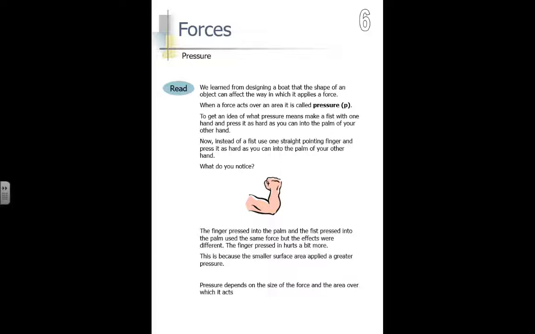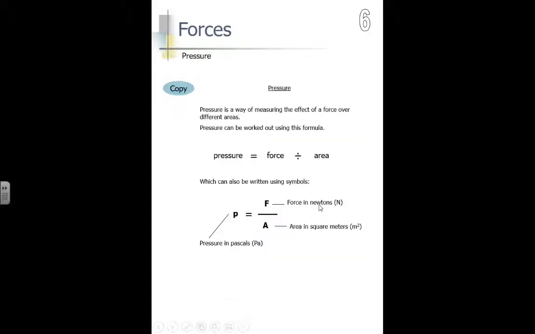So if you press your full fist into your palm, you're applying a particular force. And then if you try and press using just your finger, you're actually applying the same force with your arm, but the finger press actually hurts quite a lot more. That's because you're using just the tip of your finger, which is a much smaller surface area, to apply the same force as you are with your full hand. So because it's a smaller surface area, it's the same force over a smaller area, so it's a greater pressure. So pressure depends on the size of the force and the area over which you apply it.